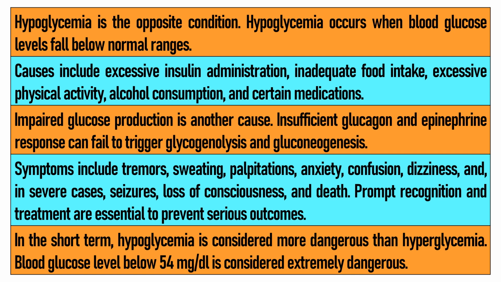Insufficient glucagon and epinephrine response can fail to trigger glycogenolysis and gluconeogenesis. Symptoms include tremors, sweating, palpitations, anxiety, confusion, dizziness, and, in severe cases, seizures, loss of consciousness, and death. Prompt recognition and treatment are essential to prevent serious outcomes in the short term. Hypoglycemia is considered more dangerous than hyperglycemia. A blood glucose level below 54 mg per deciliter is considered to be very dangerous.